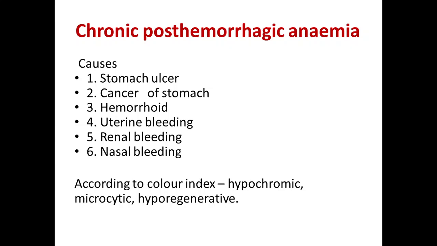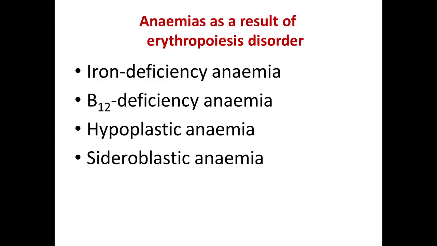Next type of anemias, according to pathophysiological classification, are anemias as a result of erythropoiesis disorder. They can be divided into iron deficiency anemia, B12 deficiency anemia, hypoplastic anemia, and sideroblastic anemia.